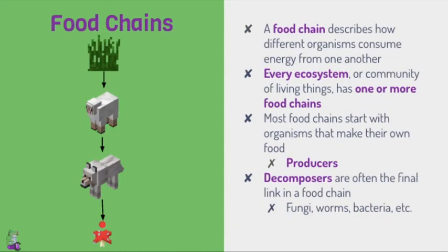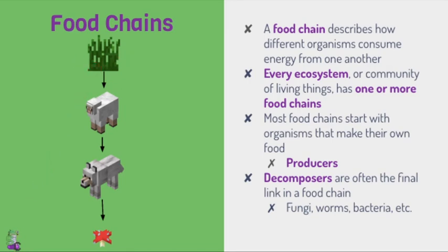Next up we have our food chains, and the term food chain describes the order in which organisms or living things depend on each other for food. It shows how different organisms consume energy from one another. Every ecosystem or community of living things has one or more food chains. Most food chains start with organisms that make their own food, such as plants, and these are called producers. Our producer here in this particular food chain is our grass, and this again makes its own food.